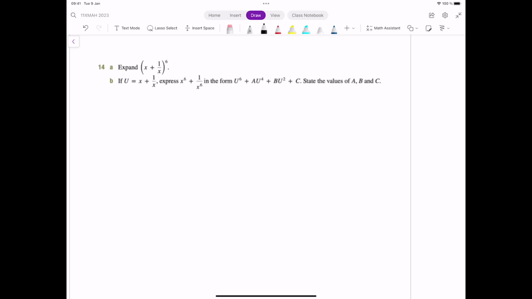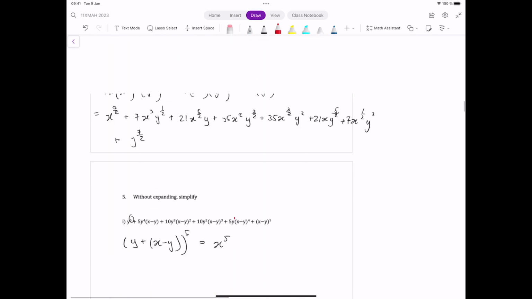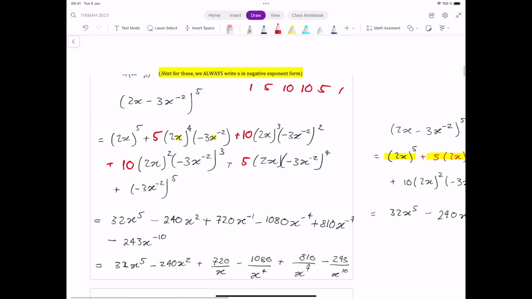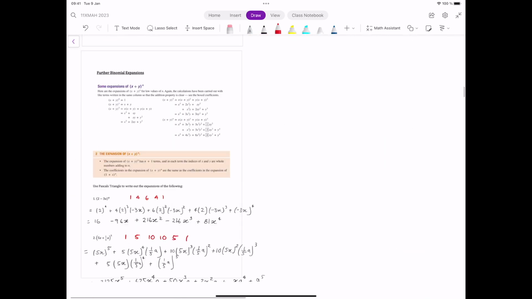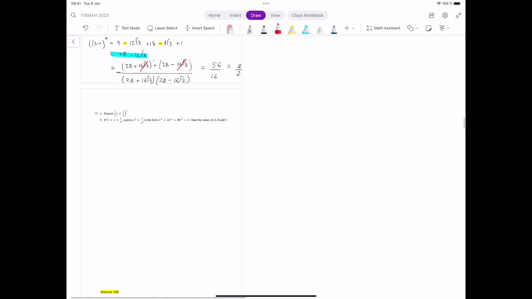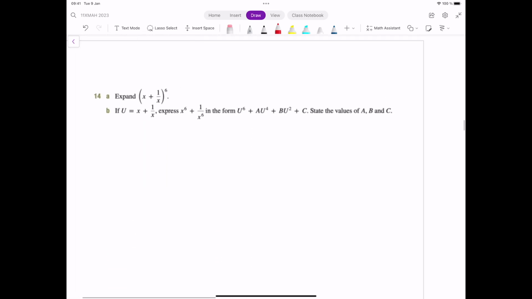Okay, let's expand that. So first of all, we're going to realize that our 6th row of Pascal's triangle is 1, 6, 15, 20. I should know that by now. 1, 6, 15, 20, 15, 6, 1. That was beautiful. So first of all, we're going to realize that this is equal to x plus x to the power of minus 1, to the power of 6.